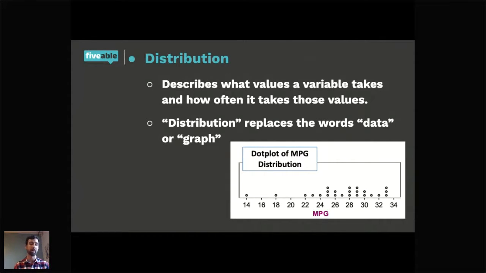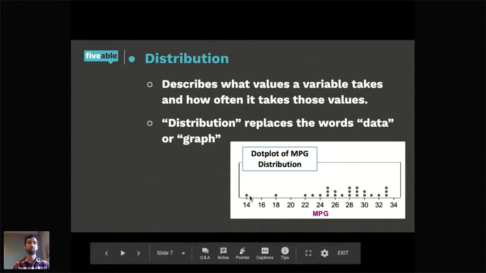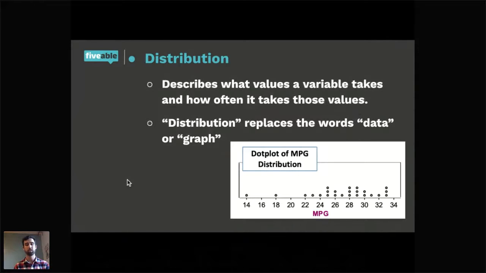MPG stands for miles per gallon. So it's cars and how many miles they get per gallon. We're going to notice one car gets 14 miles per gallon, and we can see that right there. One car gets 18 miles per gallon. The variable that we're measuring is miles per gallon, and this distribution shows how often those values take place. It looks like the most often there's 3, 25, 28, 29, and 33.